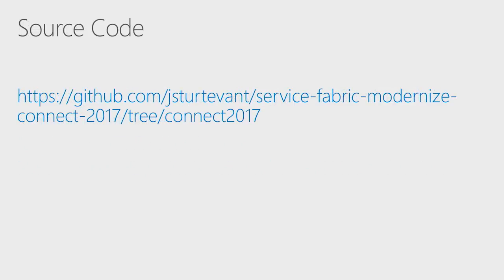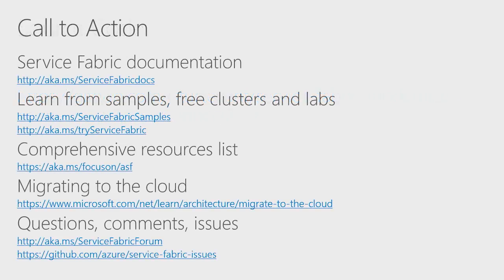So the source code for the solution, with all the commits to make all the different changes, is out on my GitHub here, github.com/jsturtevant/ServiceFabric-Modernize-Connect-2017. So you can go take a look at that. You can download it. You can build it. There's some scripts to set up the infrastructure and get yourself set up.